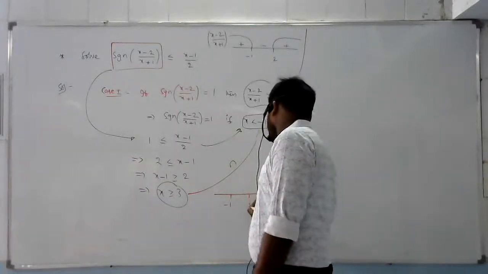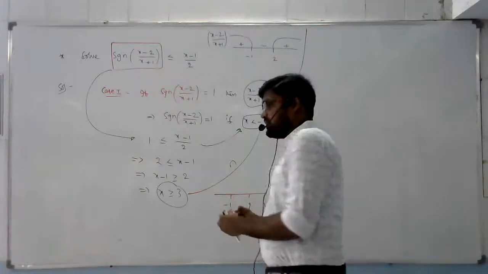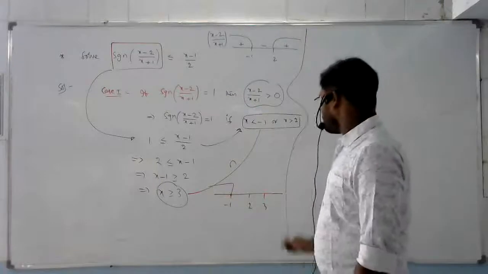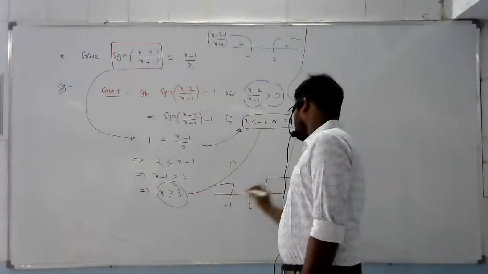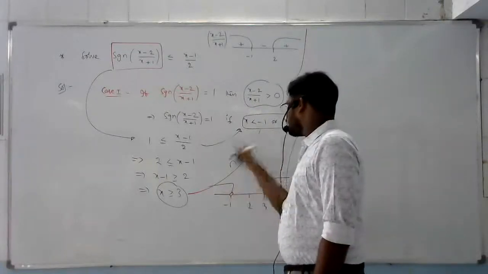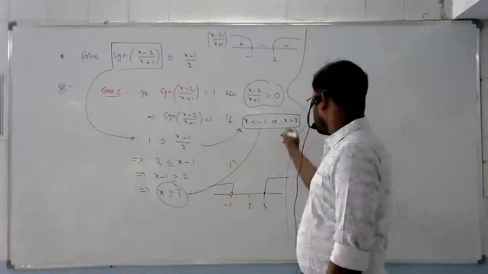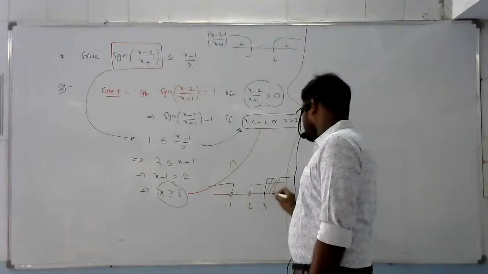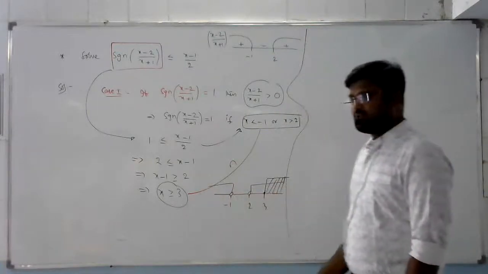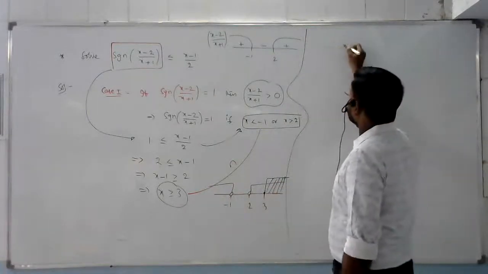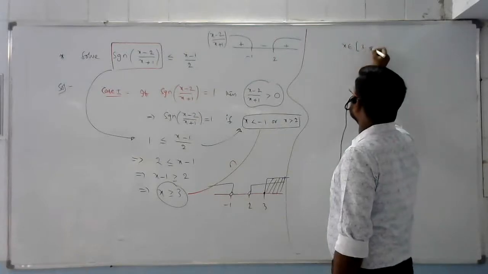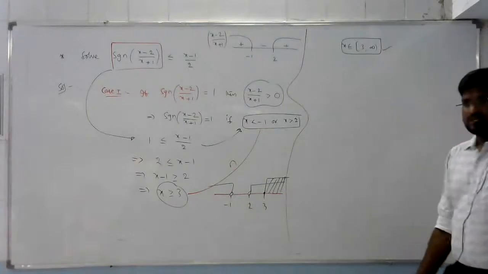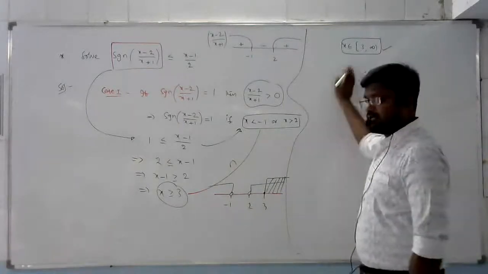Minus 1, 2, 3. Correct? Less than minus 1. Greater than or equal to 3. Obviously, in this case, you don't get any intersection. And we have x greater than 2. What is the common region? x greater than or equal to 3. Therefore, x belongs to the closed interval 3 to infinity. This is one solution. Understood? This is case 1. Are you getting it or not?